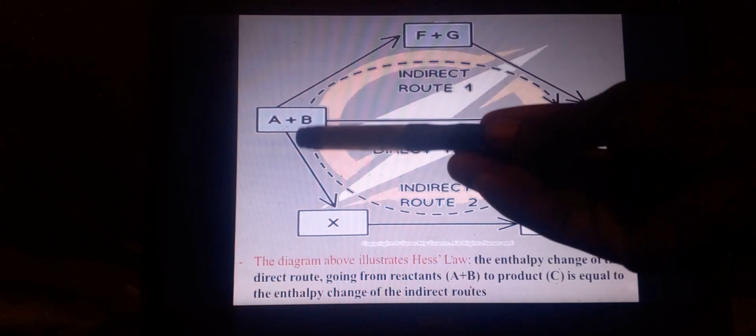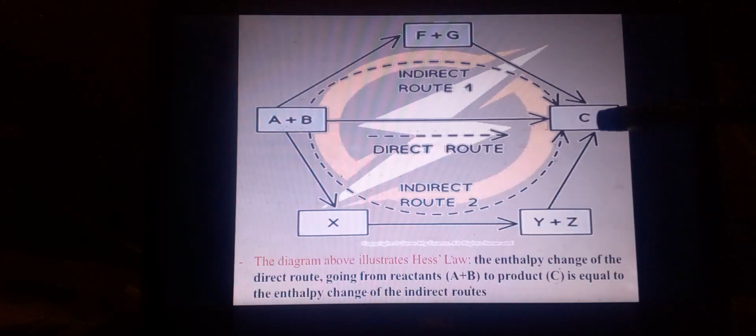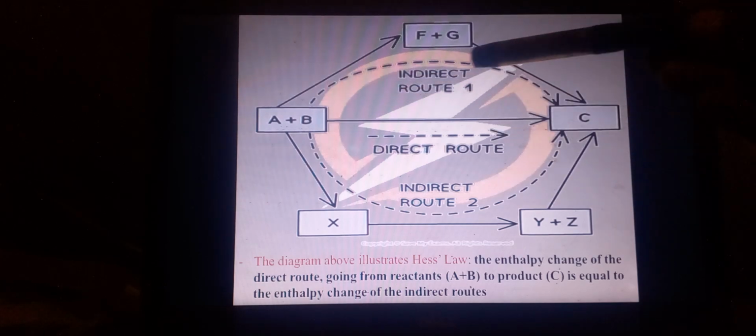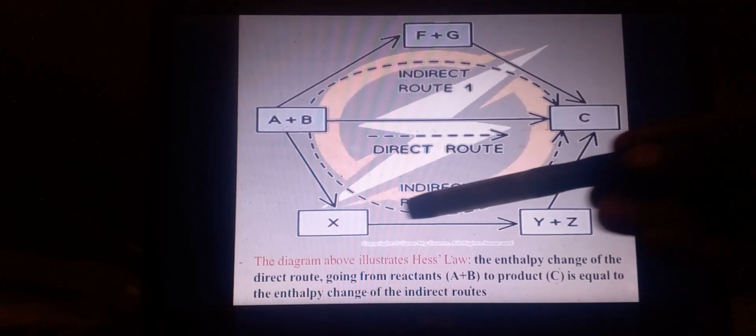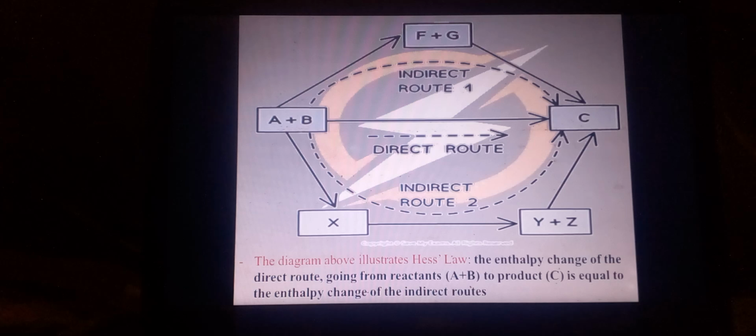Or you can move from A plus B, which are the reactants, directly to C. So this is a direct route, but the upper one is the first indirect route, and the lower one is the second indirect route.